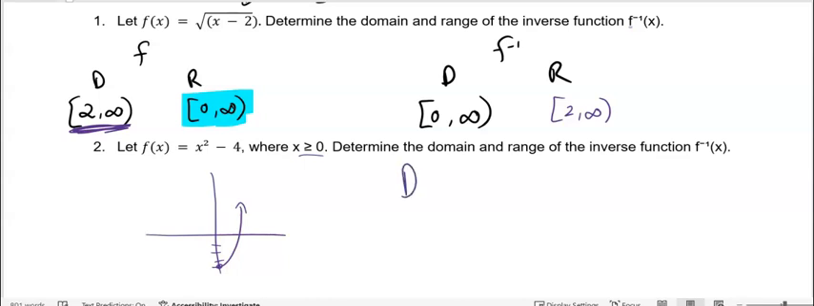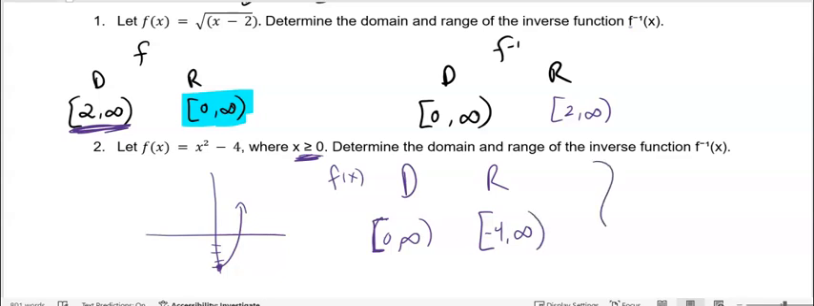So for f of x, the domain of f is 0 to infinity, including 0. Right here, it's given. The range happens to be from -4 to infinity. So we see what we're going to do here. For f inverse, the domain is that. It just switches. That's how we introduce this topic. And the range would be the domain.